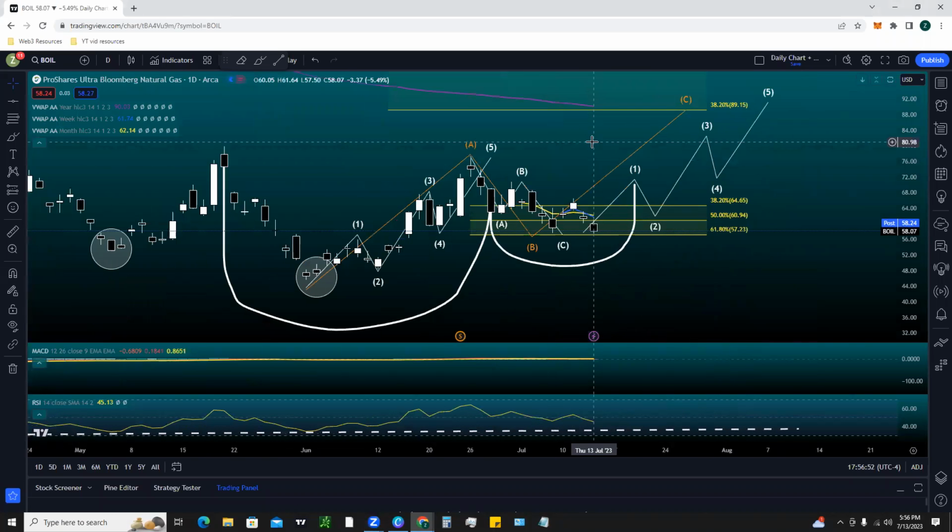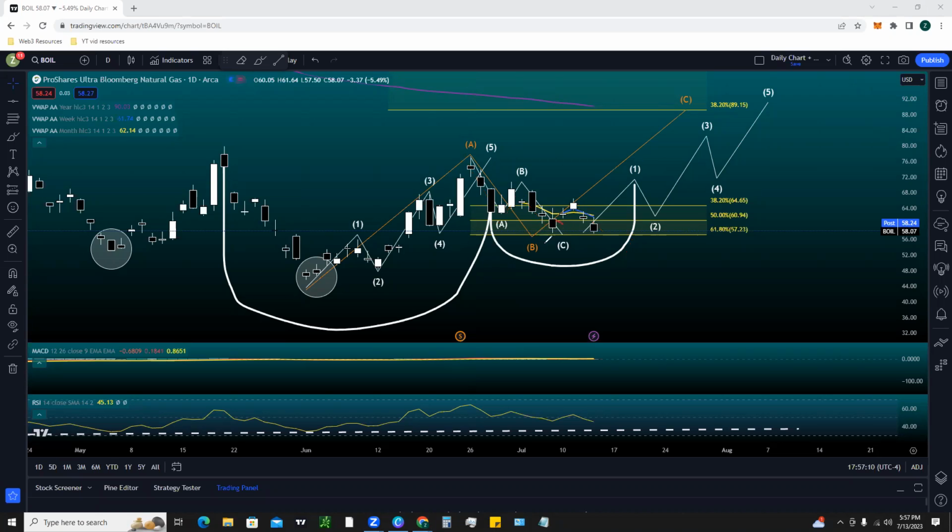Now, the big thing is, from an ABC correction right here to the downside, is this going to potentially turn into a bearish 5-wave structure, right? A 1, 2, 3, 4, 5 down below. That's something that you need to be cautious of and need to be prepared for, right?